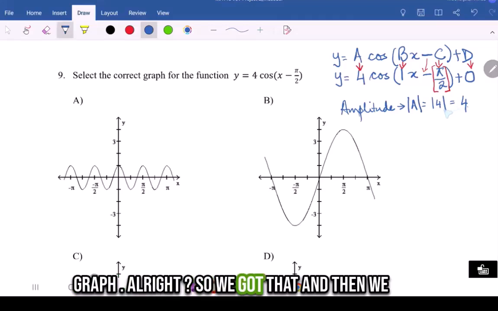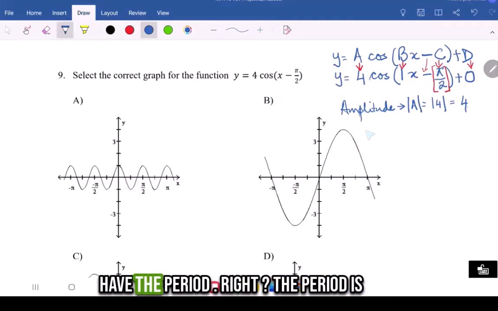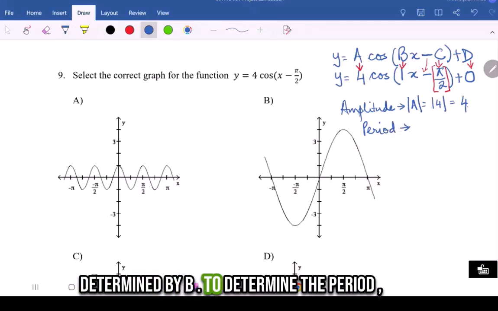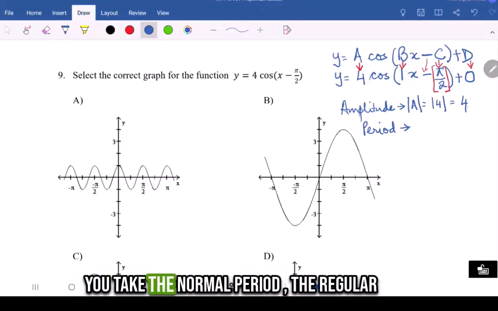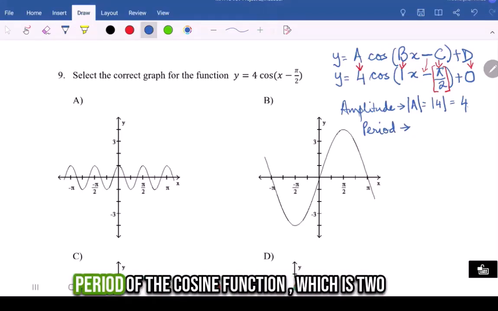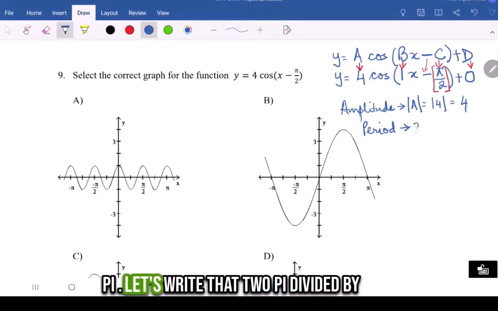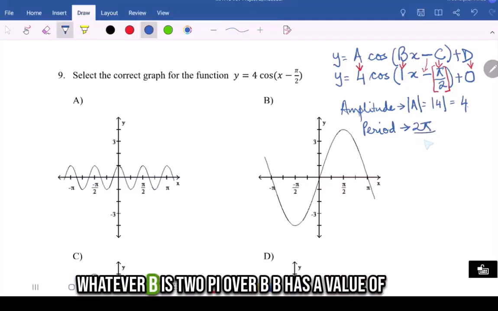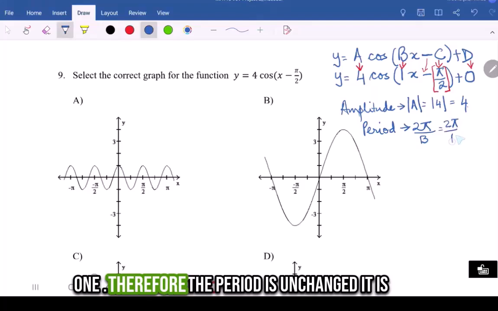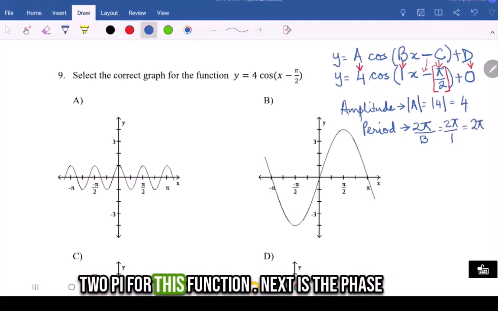All right? So we got that, and then we have the period. The period is determined by B. To determine the period, you take the regular period of the cosine function, which is 2 pi, divided by whatever B is. 2 pi over B. B has a value of 1. Therefore, the period is unchanged. It is 2 pi for this function.